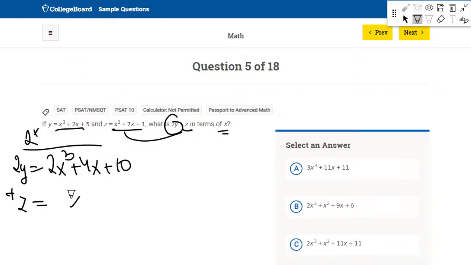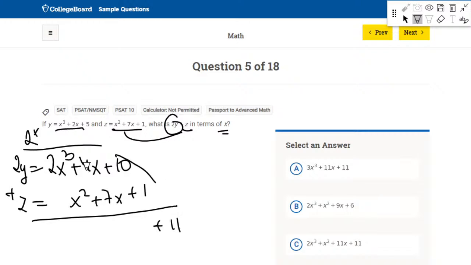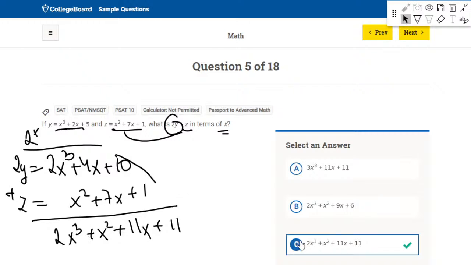That is equal to x squared plus 7x plus 1. So we sum only like terms. So it's 1 and 10, it's plus 11. 7x plus 4x is also 11x. Then x squared and 2x to the power of 3. So the answer is here, C. Let's go to the next question.